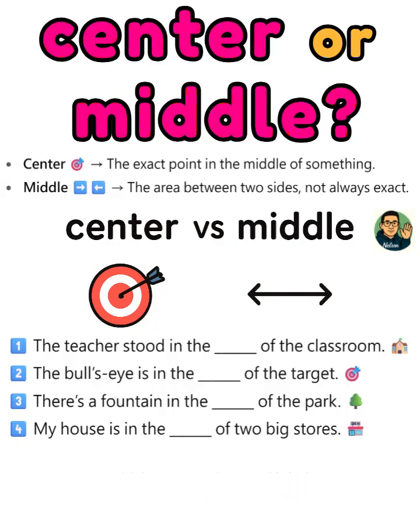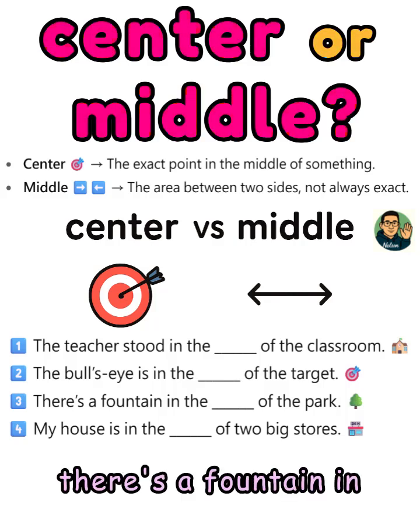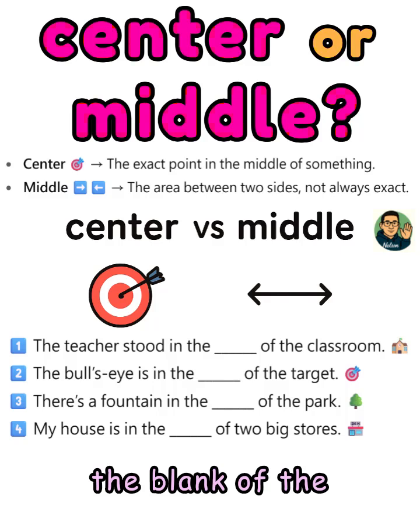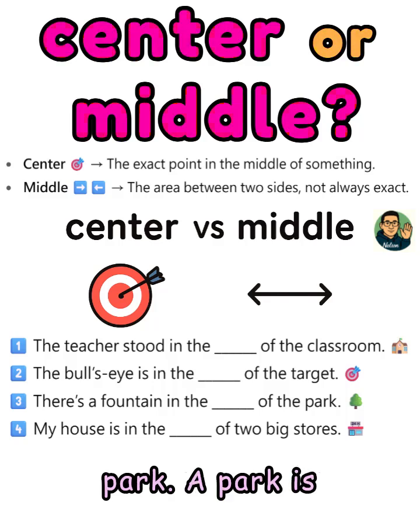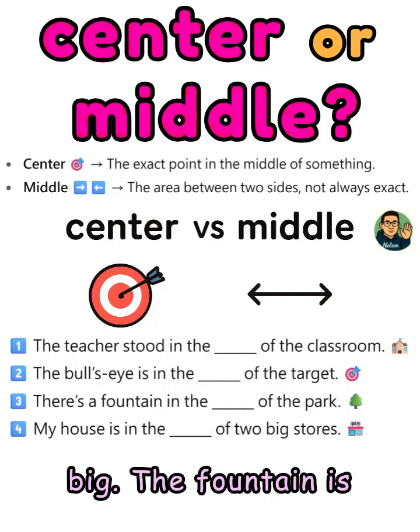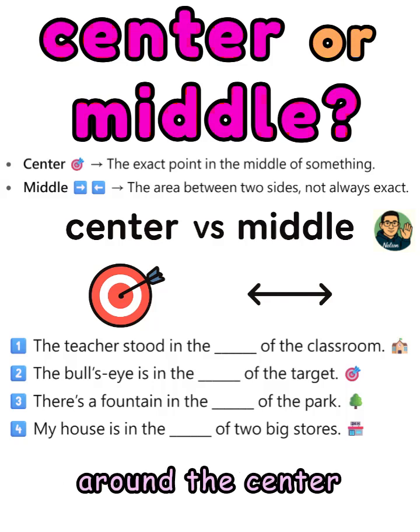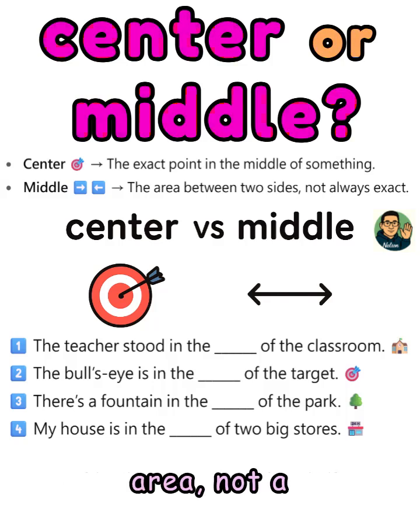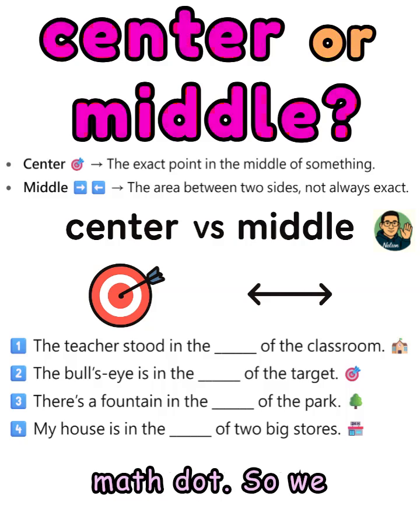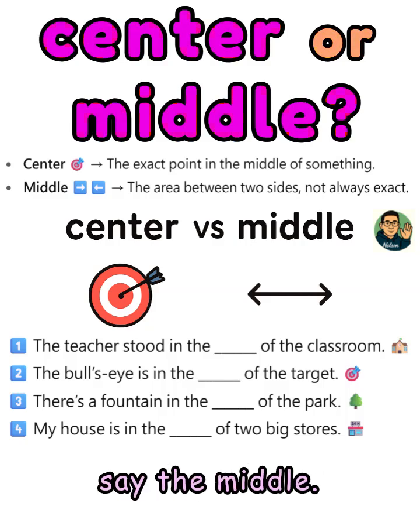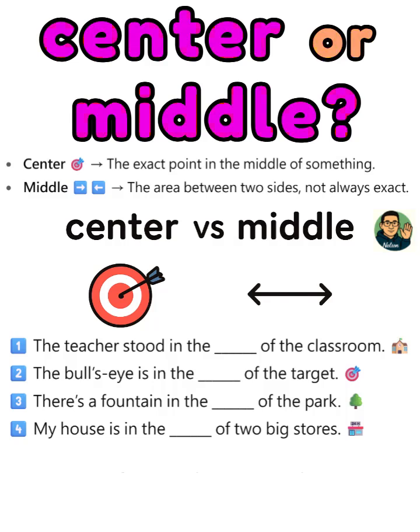Question 3. There's a fountain in the blank of the park. A park is big. The fountain is around the center area, not a mass dot. So we say the middle.